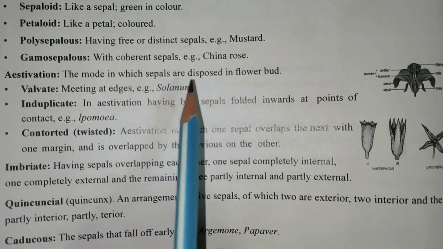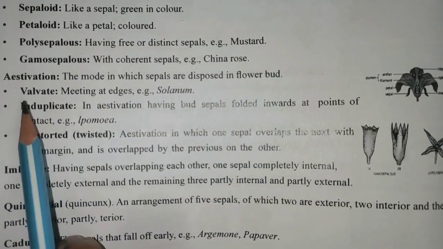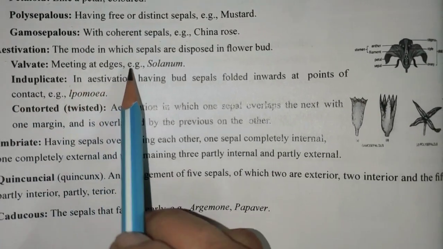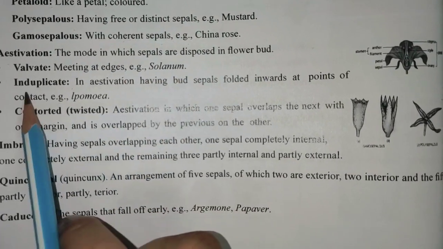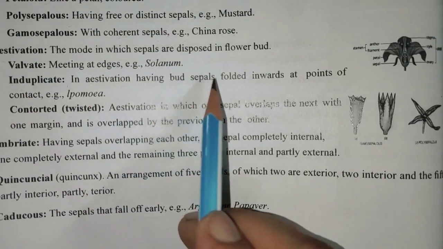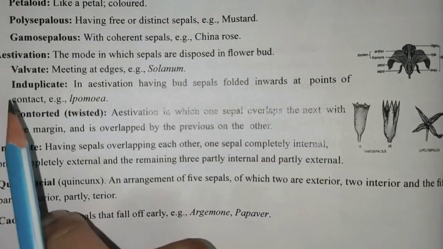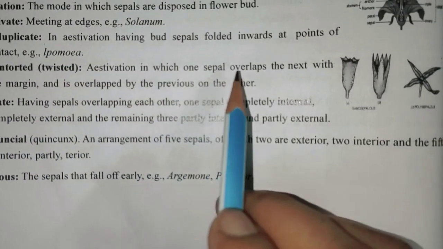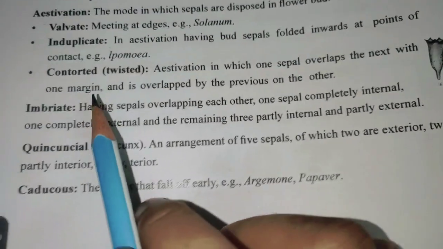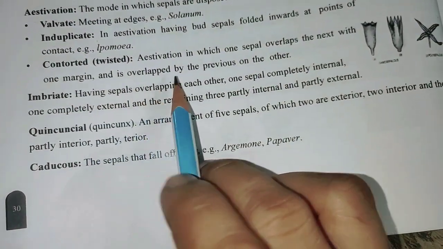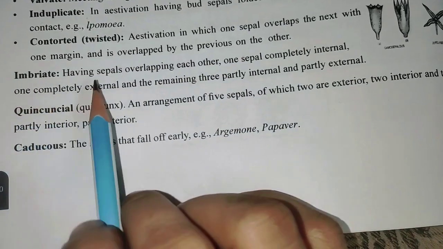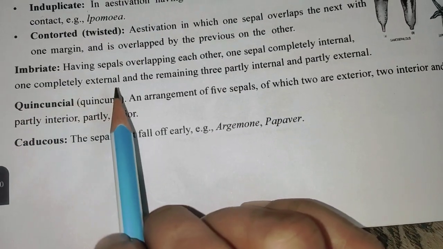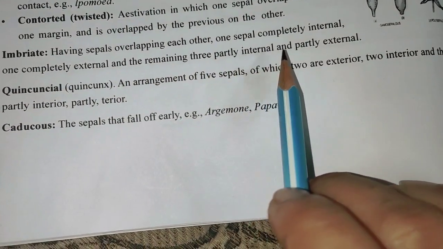Estivation, the mode in which sepals are disposed in flower bud, like valvate, induplicate. Valvate, meeting at edges, Solanum. Induplicate, in estivation having bud sepals folded inwards at point of contact, for example, Ipomoea. Contorted, twisted, estivation in which one sepal overlaps the next with one margin and is overlapped by the previous on the other. Imbricate, having sepals overlapping each other, one sepal completely internal, one completely external, and the remaining three partially internal and partially external.